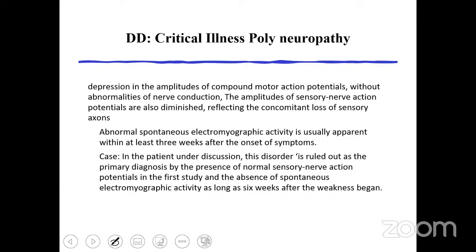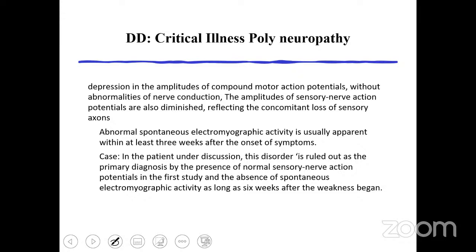So there are some characteristics of this illness by which we can diagnose it. There is a depression in the amplitudes of CMAPs without any other abnormalities in nerve conduction. Amplitudes of SNAPs are also diminished, reflecting the concomitant loss of sensory axons. Abnormal spontaneous EMG activity is usually apparent within at least 3 weeks after the onset of symptoms. What is in this case? In this patient, this disorder is ruled out as the primary diagnosis by the presence of normal SNAPs in the first study and the absence of spontaneous EMG activity as long as 6 weeks after the weakness began.